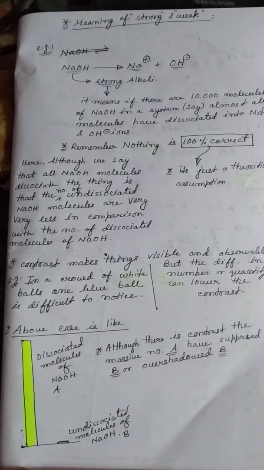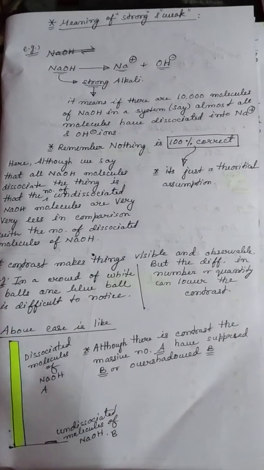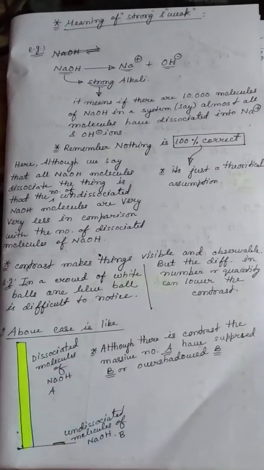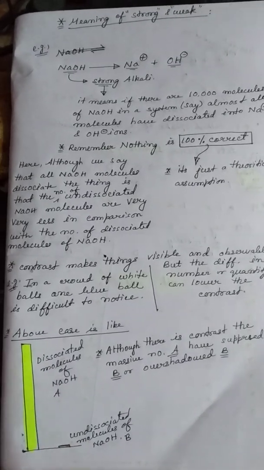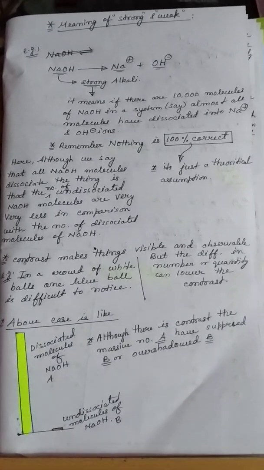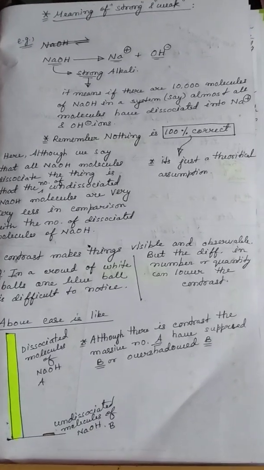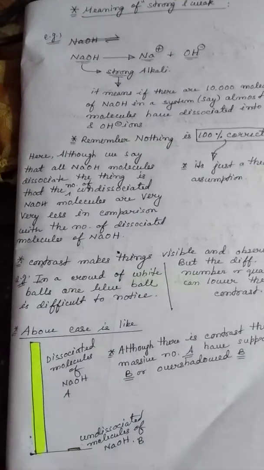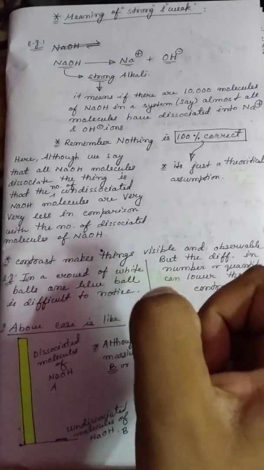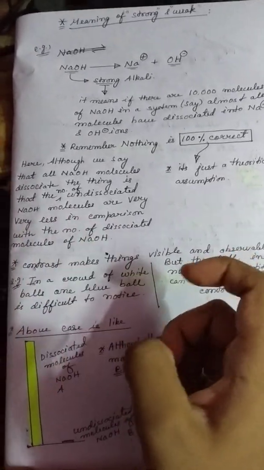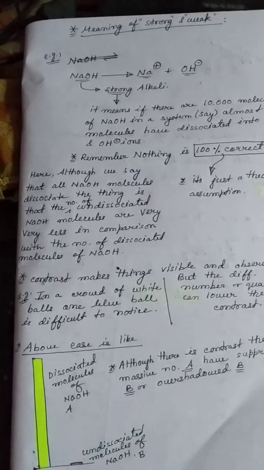So you can visualize it in this way: the system is fully filled with Na+ and OH- ions swimming in the solution, or swimming in water. Remember, nothing is 100% efficient, as I have already said. It's just a theoretical assumption. So how do we verify that it's only a theoretical assumption?